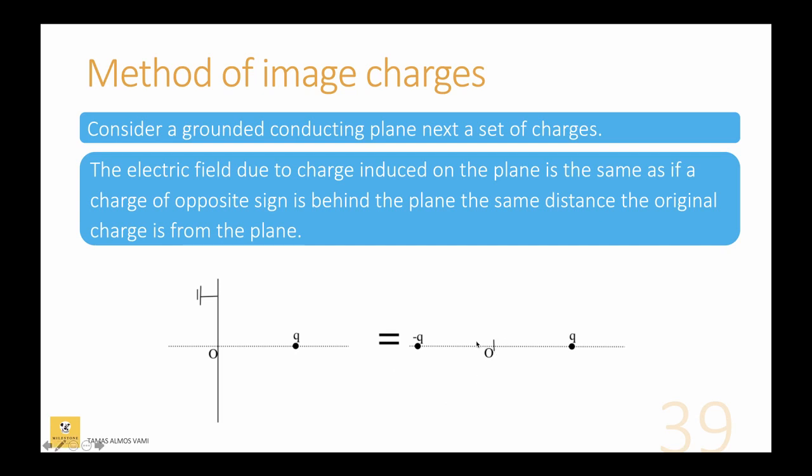But the difference is that the charge is going to be the same, but with the negative sign, on the opposite side. So the electric field created on the left is exactly the same as the electric field created on the right. It's a very handy method to figure out electric fields when you have a plane and a charge.